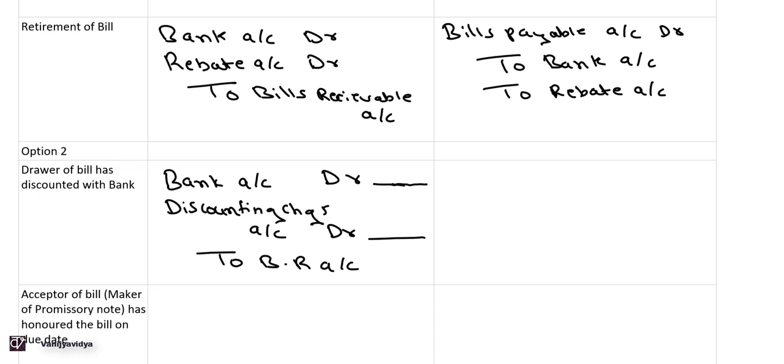Now in case of the drawee, he has accepted the bill and given it to the drawer. When the drawer has discounted the bill with the bank, there is no entry in the case of the drawee, because it doesn't reflect any transaction in his books. On the due date, he has to make the payment of the bill. That's it. So there won't be any entry for this in the books of the drawee. Next.